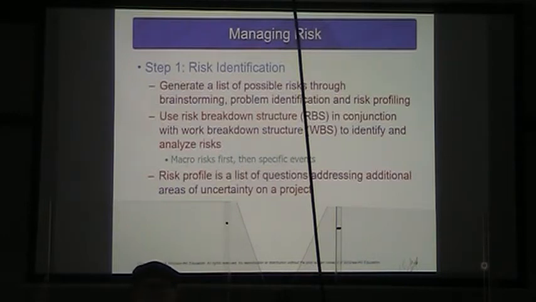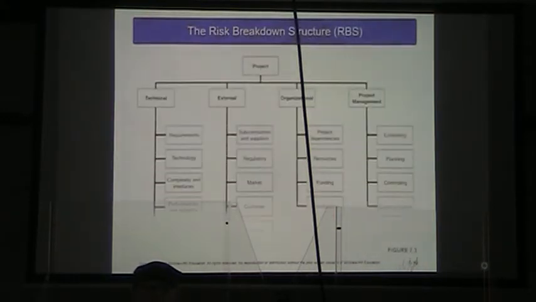All right, so we think about those big macro risks first that affect the whole project, and then we start thinking about specific events, our individual work packages. So, our risk profile is going to be a list of questions that address other areas of uncertainty in a project. All right, so here is our risk breakdown structure.